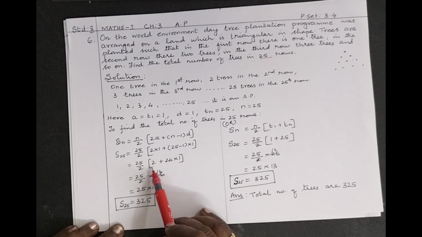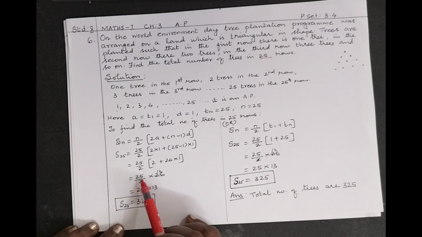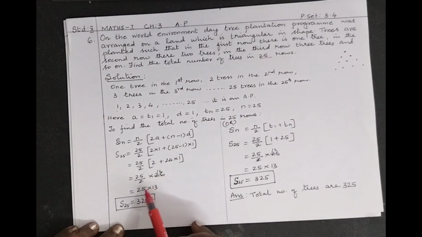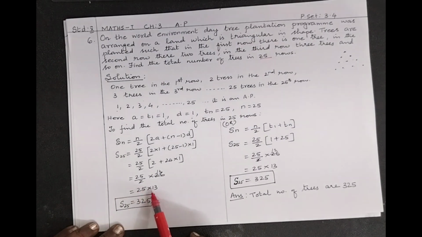So, 25 upon 2 into 2 plus, this is 24 into 1 is 24. So, 24 plus 2 is what? 26. So, 25 upon 2 into 26, divided by 2, we will get 13. So, 25 multiplied by 13, which is what? 325.